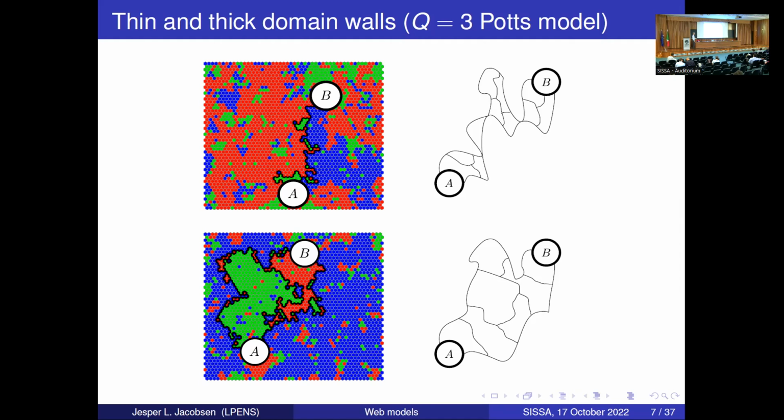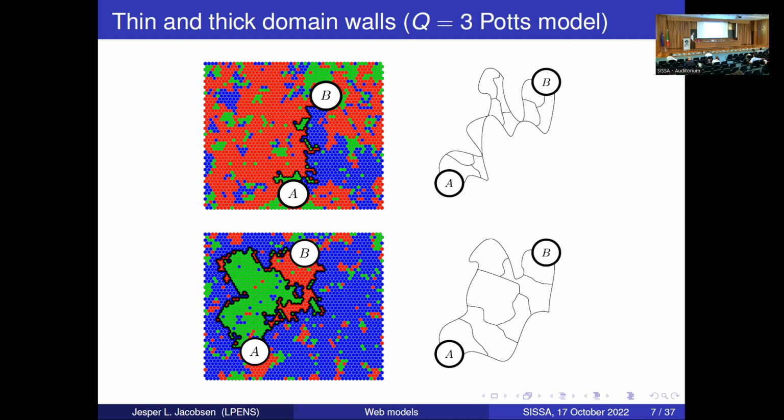On the lower half of the picture, I have another situation. There are two distinct blue clusters connecting A and B, and they cannot get quite close because if they did, they would not be distinct. But still, there's a foam of other colors, and blue and red can appear inside again. And this is a thick domain wall.